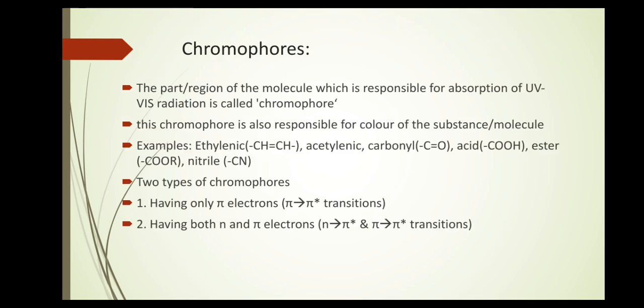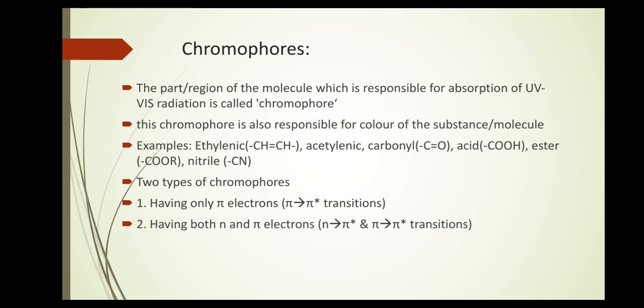Now we will move on to the chromophore definition. A chromophore, simply, may be an atom or group of atoms. We can say it's a functional group. The functional group of the molecule which is responsible for absorption of UV visible light is called a chromophore. It may be a part or region of a molecule because of which the molecule absorbs the UV visible light. That portion of the molecule is called a chromophore.